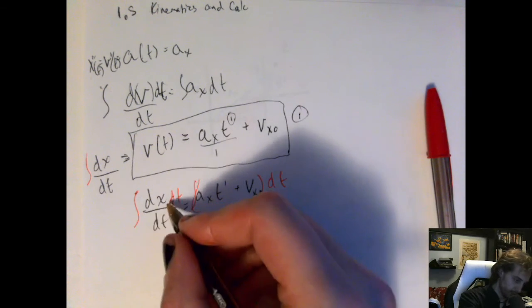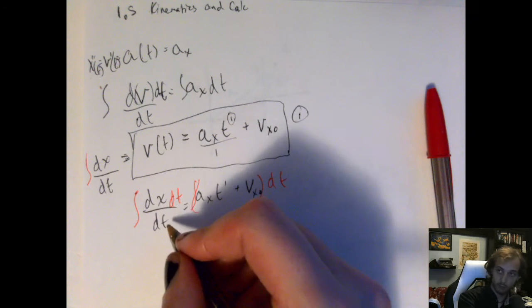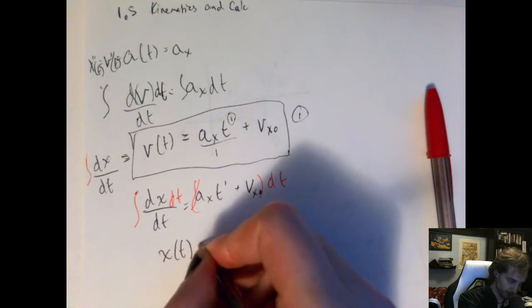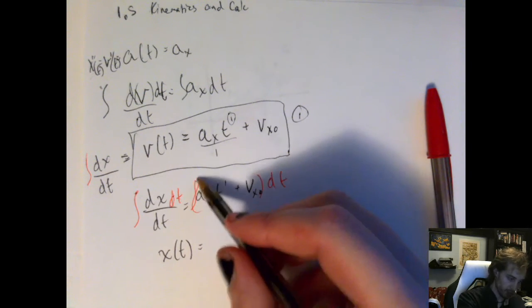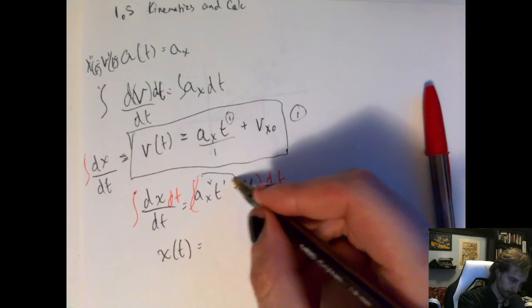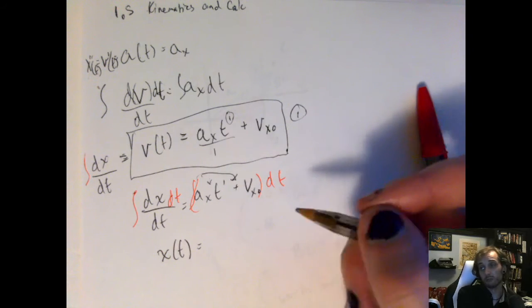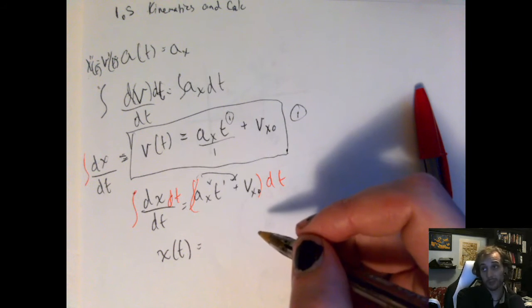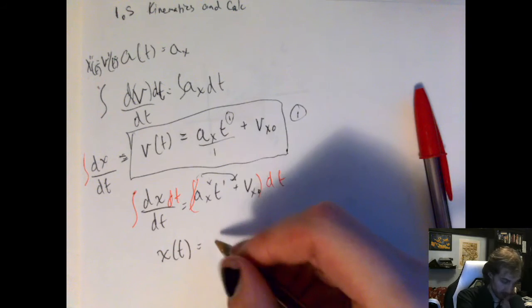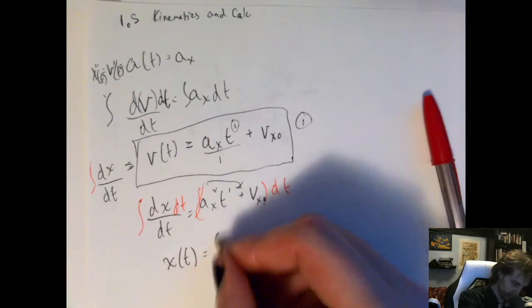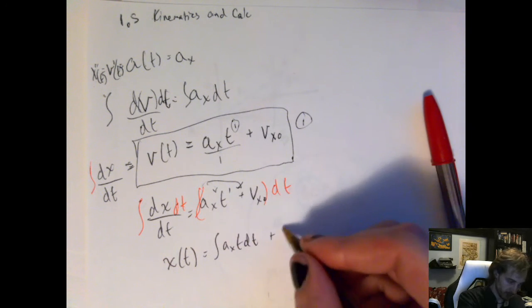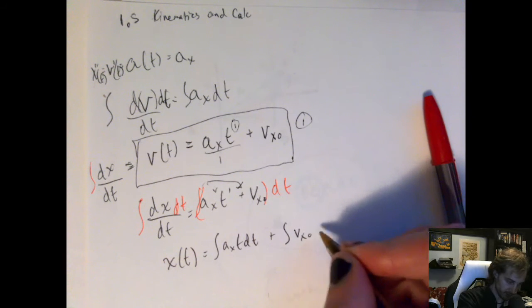When we do that, the integral of dx dt is going to be just x as a function of time. That'll equal, integrals distribute across addition because they're sums. Multiplication distributes across addition. Integrals are basically multiplicative sums, so they distribute across addition as well. And we'll wind up with, actually I might as well just write it out, the integral of ax t dt plus the integral of vx naught dt.